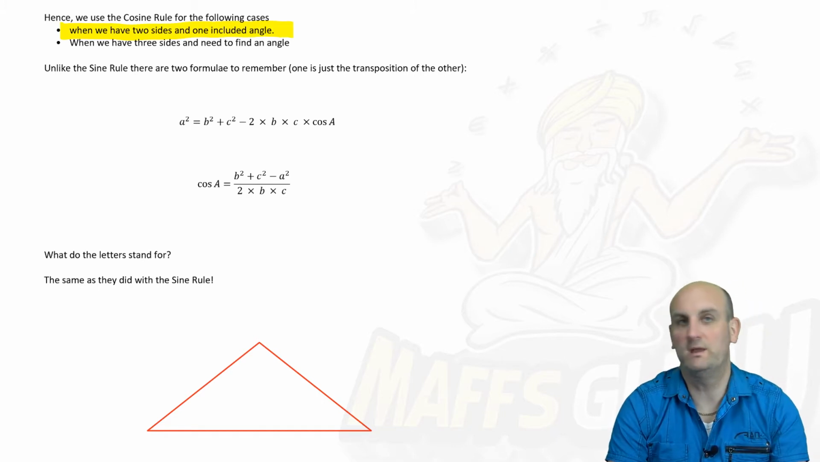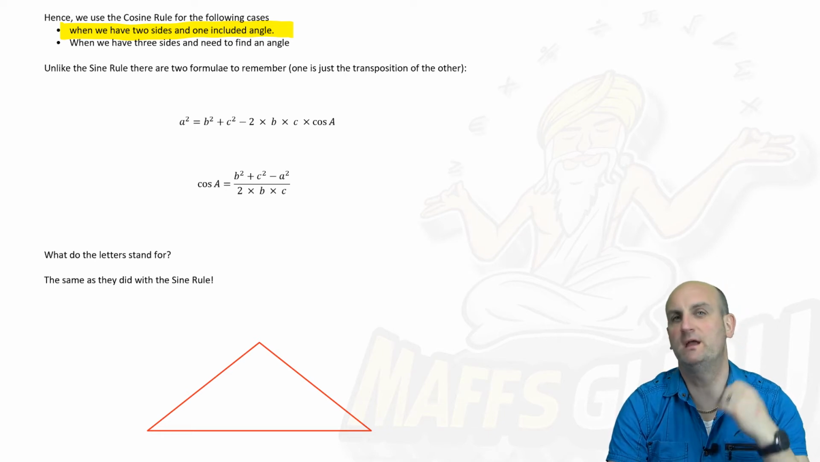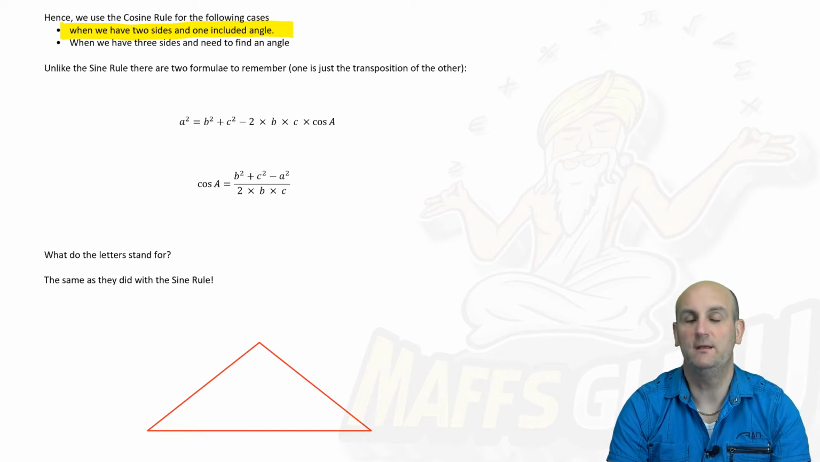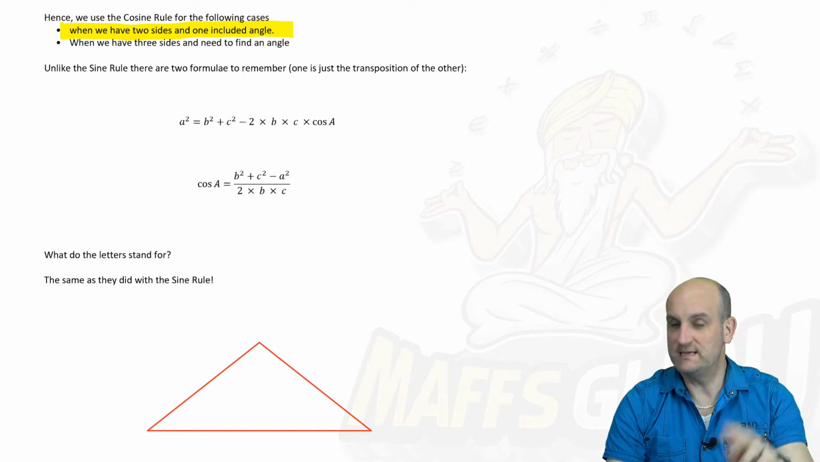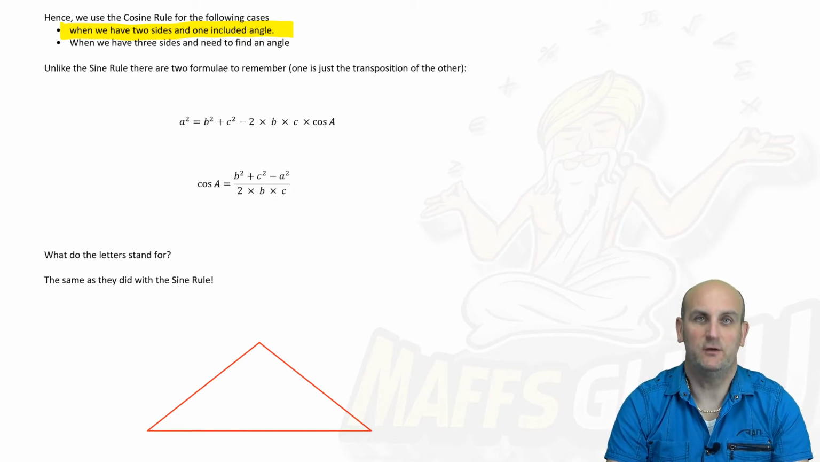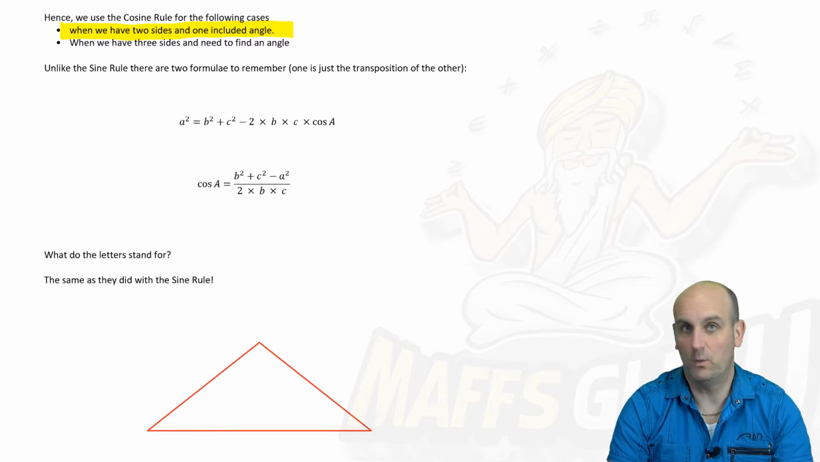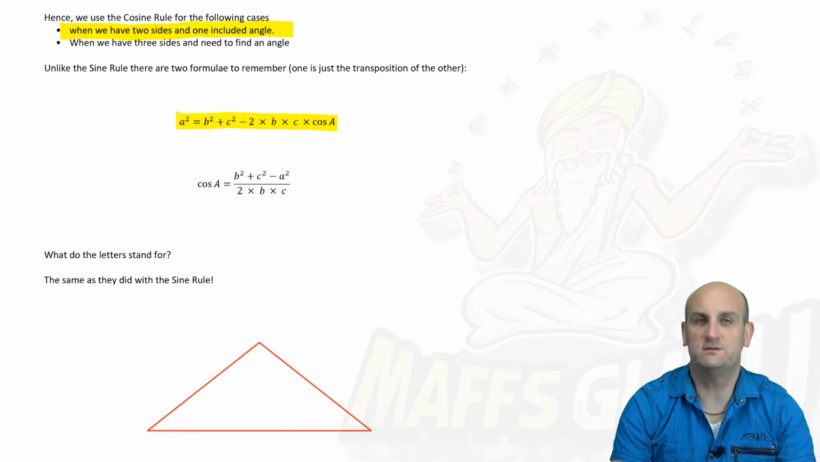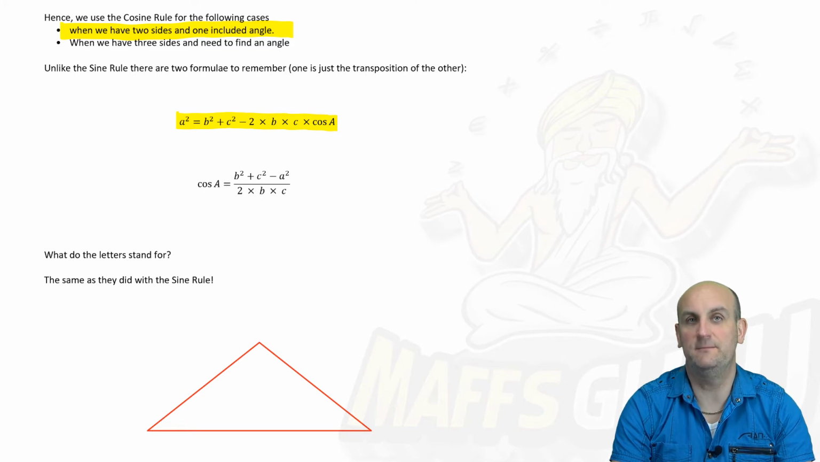But also, we can move the cosine formula around, and we can find missing angles if we have three sides. So this lesson is going to look at two sections of using the cosine rule. One, to find a missing side. Two, to find a missing angle. The formula I've just highlighted behind me is the formula for how to find a missing side length.